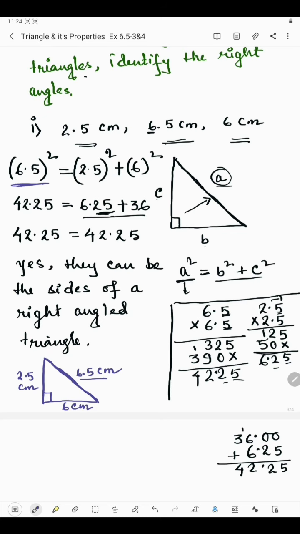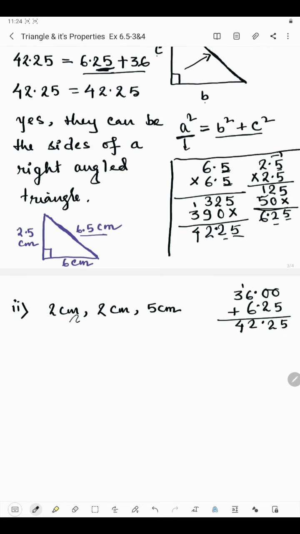Okay, now coming to second part. Now in the second part we have 2 centimeter, 2 centimeter and 5 centimeter. Now we will take the bigger one, we'll take the largest one on one side, so it's 5 square, and the other two smaller one on another side, so it's 2 square plus 2 square, because according to Pythagoras theorem, the square of the longest side is equals to the sum of the squares of the other two sides.